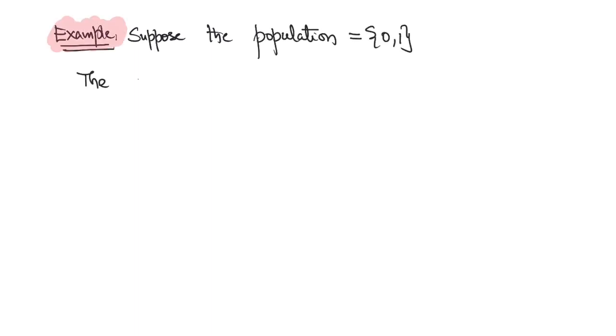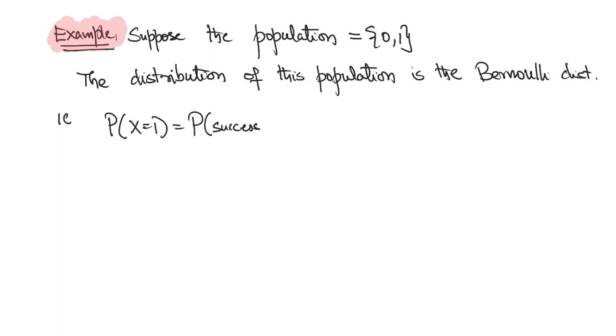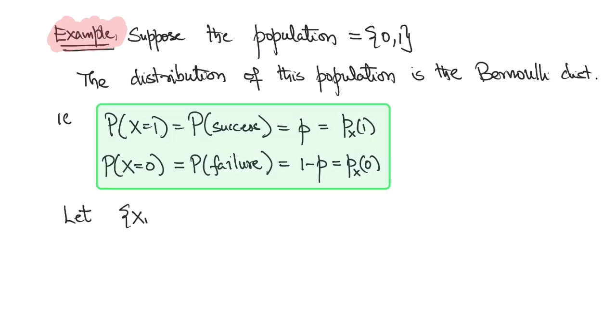We will wrap up this video with a brief example. This is the simplest population that contains exactly two elements, that is 0 and 1. The distribution of this population will be the Bernoulli distribution, that is, the probability that the random variable takes the value 1 can be thought of as the probability of a success, which we will call P, and the probability that the random variable takes the value 0 will be the probability of a failure, which ends up being 1 minus P.